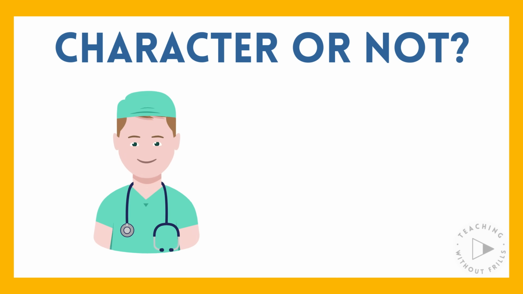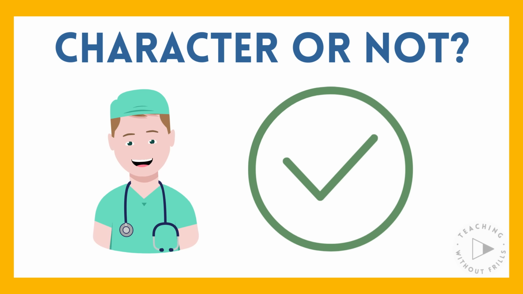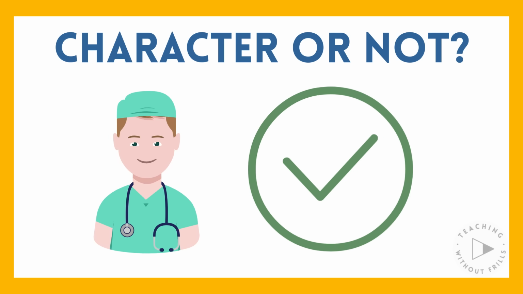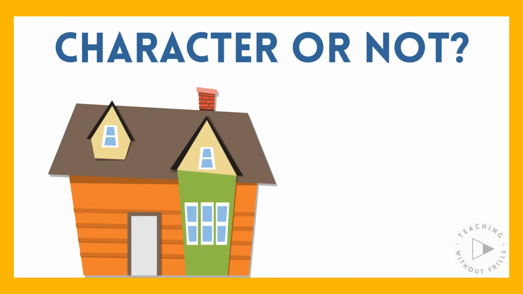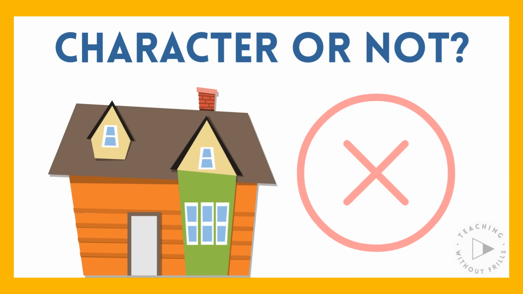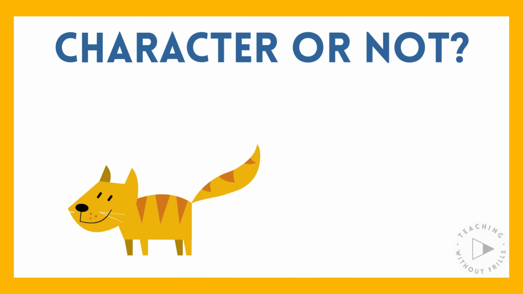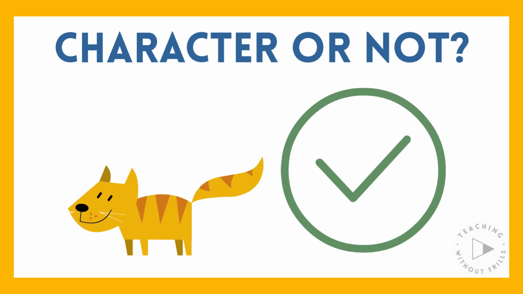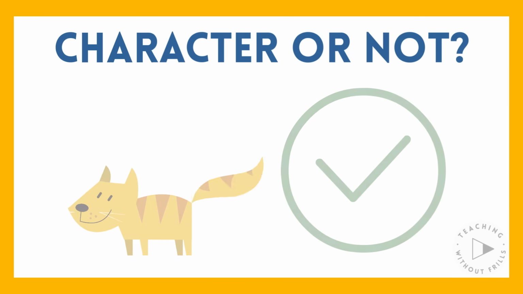A nurse, character or not? Yes, a nurse is a person and people are characters. A house, character or not? No, a house is not a person, animal, or creature, so it's not a character. A cat, character or not? Yes, a cat is an animal, and animals are characters.